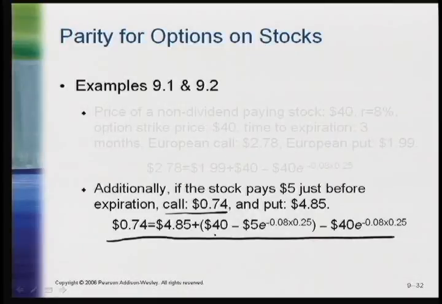And here you can see that we have the $40 price of the stock minus the present value of dividends payable prior to expiry. And again, if they were payable at a different time prior to expiry, we would simply adjust the present value factor to the appropriate payment date.